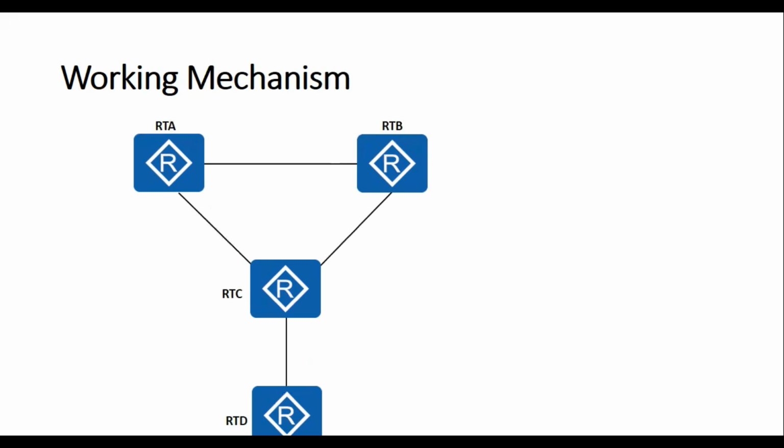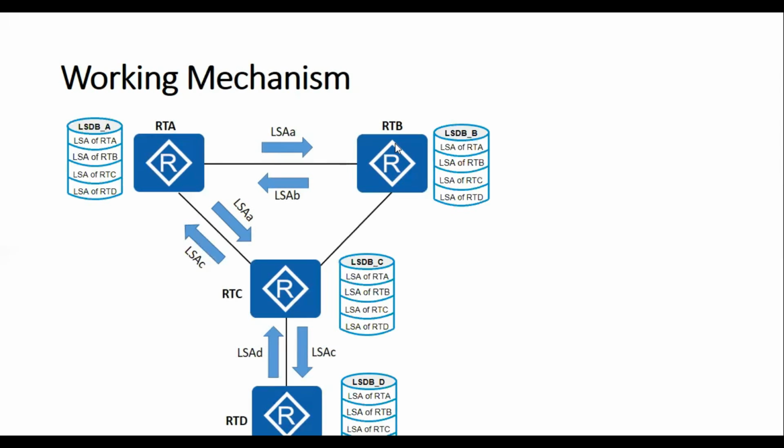Once we have the link state information flooded, so that every router receives link state information from every other OSPF router, each router will build what we call a link state database from that information. Once this router receives the LSA, the link state advertisement, from router A, it will build a link state database. Every router will build a link state database. You can see this one has built a link state database.